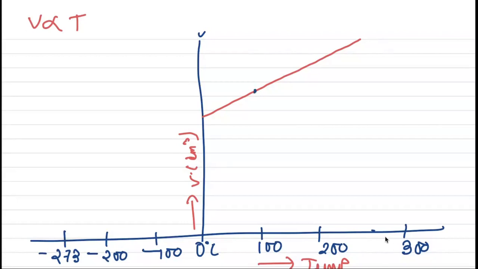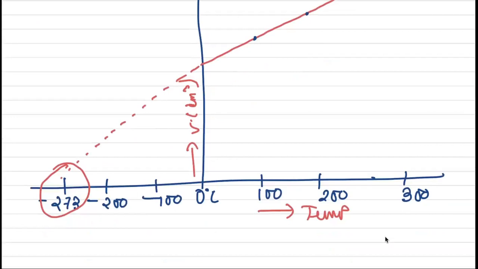These are the values at temperature. Now, if we extend the graph backwards, it comes to 0 at minus 273. That means volume becomes 0 at minus 273. This minus 273 is actually the absolute zero temperature. This minus 273 is known as absolute zero.